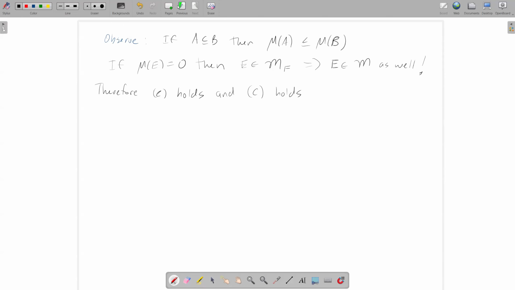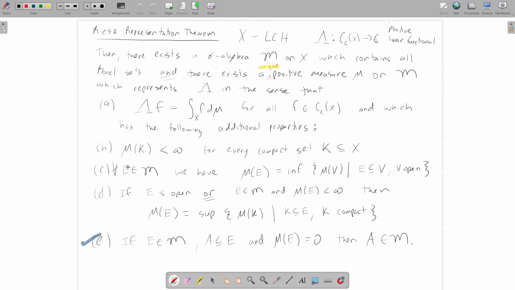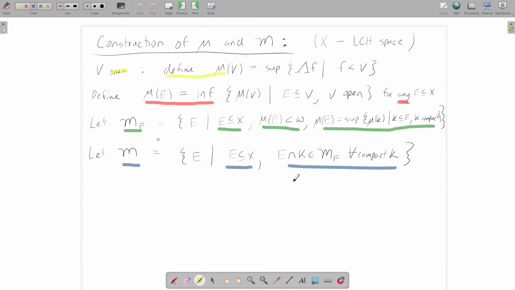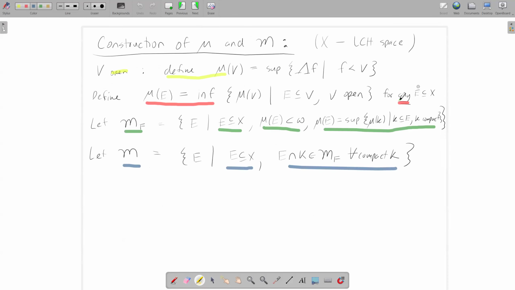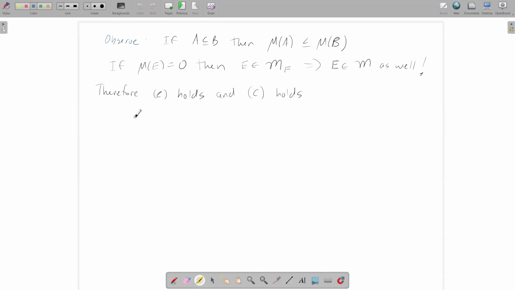Okay. So why does C hold? So this is C, okay? C here actually holds by definition, right? If you just look at the definition of the measure, that's exactly what C says, right? And this is actually true for any E. In particular, it's true for the E in the sigma algebra M. Okay? So C holds by definition.